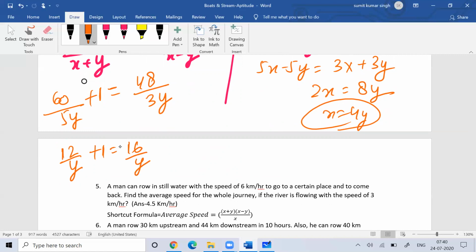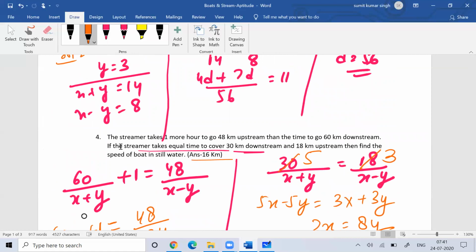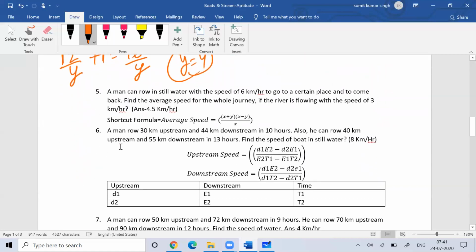So I can write 4 by y equal to 1, so y equal to 4. If y equal to 4, then x is equal to 16. That is the answer. Simple calculation. Then next question.